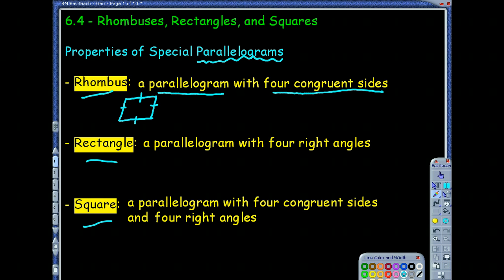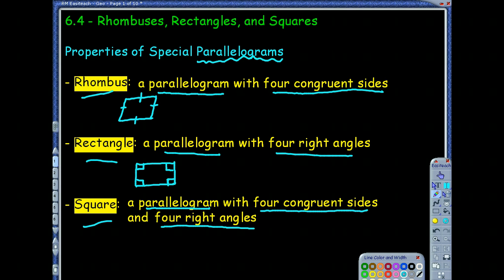Rectangle, which you should already know. A rectangle is a parallelogram with 4 right angles. So it has all of those characteristics of a parallelogram, but this time all of the angles are right angles. It's still going to have opposite sides congruent, which we are already familiar with in rectangles. A square is a parallelogram again with 4 congruent sides and 4 right angles. So it gets more specific.